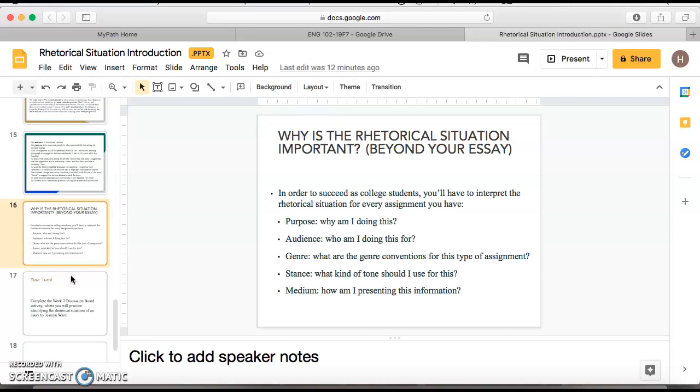And then thinking about medium, how am I presenting this information? Is it an essay? Is it a video? Do I have to design a website or a pamphlet? All those sorts of things. So if you ask yourself these questions, and often they'll be found on the assignment sheets that your professors give you, it will pretty much guarantee that you at least succeed more than the average student.